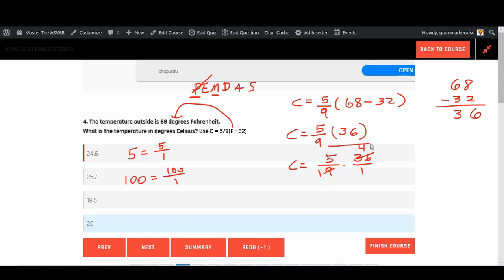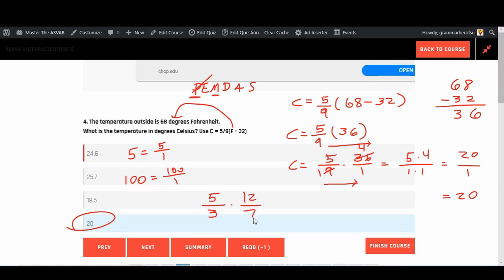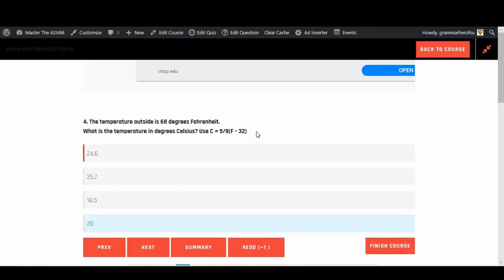And when you multiply fractions, you just multiply straight across. So in other words, you do 5 times 4 over 1 times 1. 5 times 4, of course, is 20 over 1. Anything over 1 is itself, so this is just 20, which we can see is the correct answer. Okay? Again, if I give you this fraction to multiply, you would just multiply straight across. So this would be 5 times 12 over 3 times 7. Okay? So that was that one. Let's go ahead and move on to the next one.